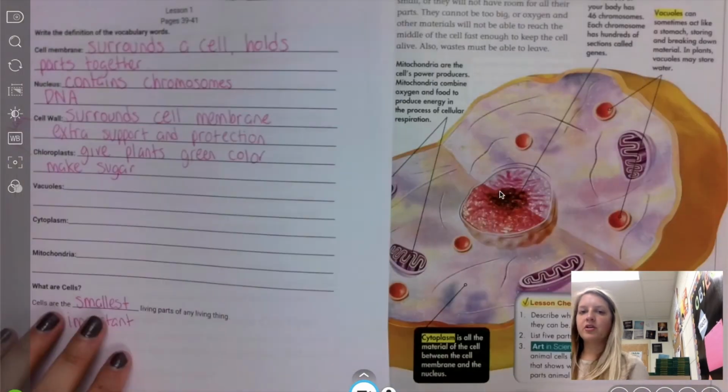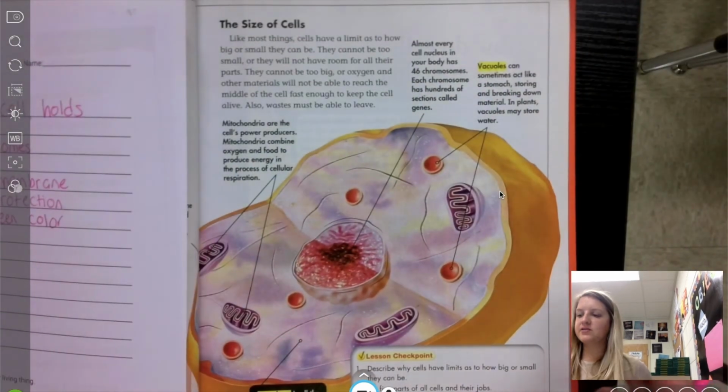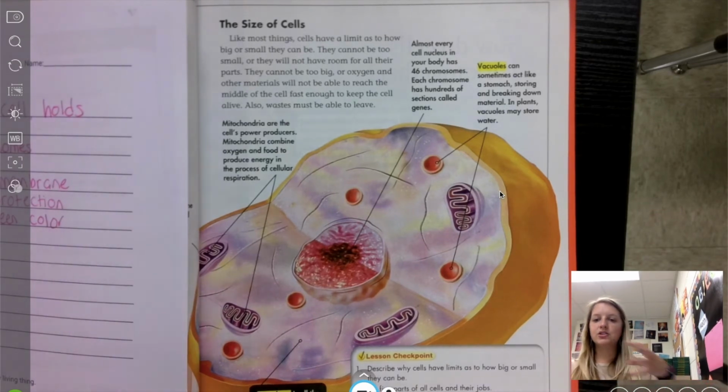And then we'll read from our last page, the size of cells. Like most things, cells have a limit as to how big or small they can be. They cannot be too small, or they will not have room for all their parts. They cannot be too big, or oxygen and other materials will not be able to reach the middle of the cell fast enough to keep the cell alive. Also, waste must be able to leave. So cells can't get too big. We know that they're super, super small, but they can't be any smaller because then they wouldn't have enough room for everything they need. But if they get too big, they wouldn't be able to stay alive.